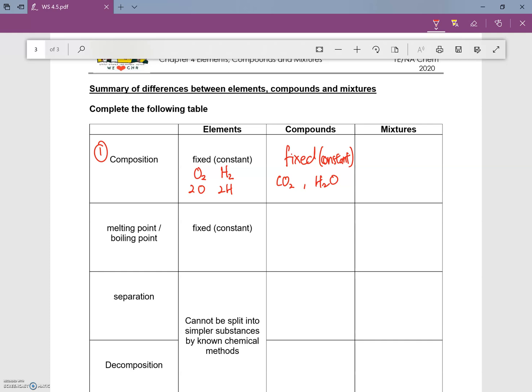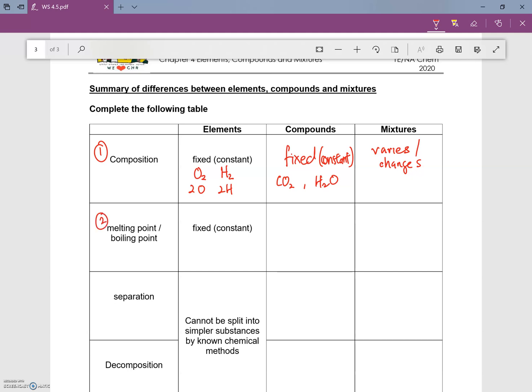Now, but for mixture, it varies, or I should say it changes. So what this means is that it's not fixed, it can be in any ratio, any percentage that you want.